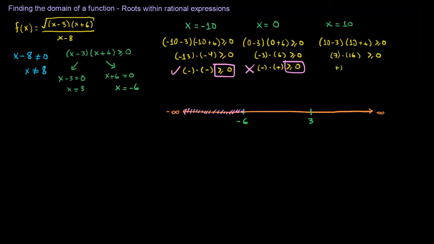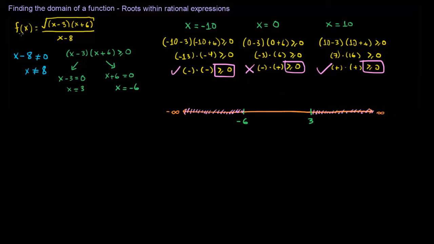Now again it is about the signs. We are only concerned with the signs here. A positive times a positive will always be greater than 0. So we pass the test and we include this interval from 3 to infinite.